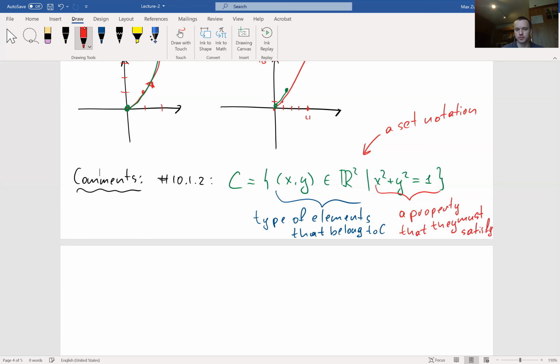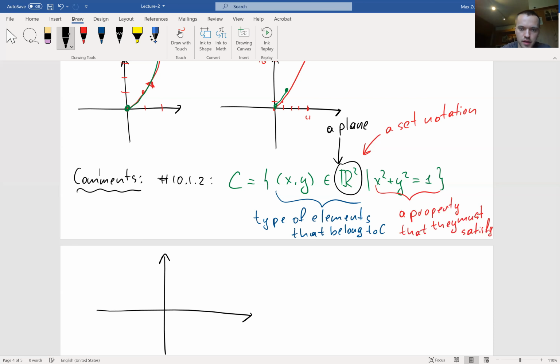So, in simple words, let me show you what C is in this case. You can see that the elements belong to R2, and R2 is a plane. It's just a short notation for the Cartesian plane. So our set has elements of the Cartesian plane, x, y, but they have a special property: all these points must satisfy x squared plus y squared equal to 1.